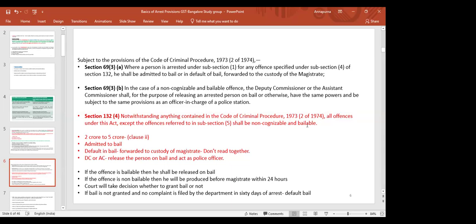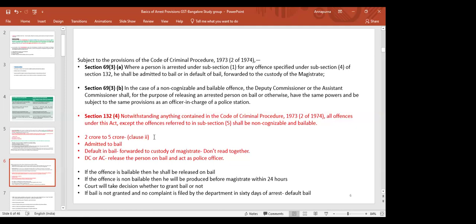Now the aspect is that 69(1) is covering only A, B, C, D. So what will be the clauses which will be covered under 69(3)(a) and 69(3)(b)? So 69(3)(a) says that where a person is arrested under subsection 1, that is for clause A, B, C, and the offense is specified under 4. So under 4, it is non-cognizable and bailable. So basically, it will cover the range between 2 crore to 5 crore.